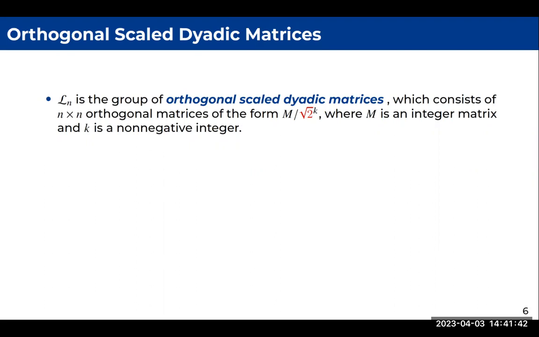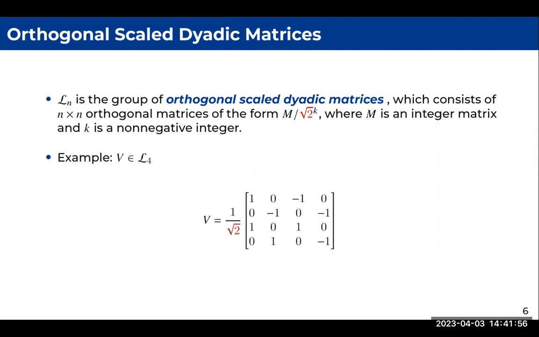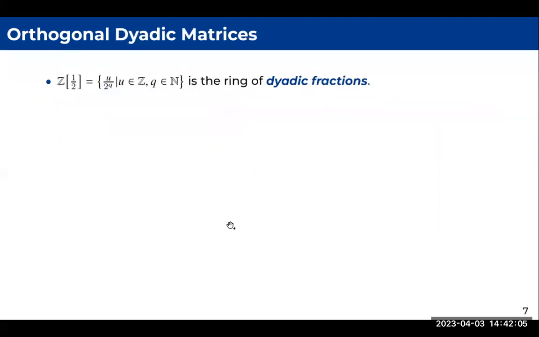So if you write out an element in this group L_n, you can think of it as composed of an integral matrix M with a scalar, and this scalar is 1 over root 2 to the power of k, where k is a non-negative integer. As an example, if we're looking at a 4x4 matrix, you can think of this 1 over root 2 as a scalar. And later on, we can drop the scale and define an orthogonal dyadic matrix. Then these matrices are also unitary, and they're just a real version of it.